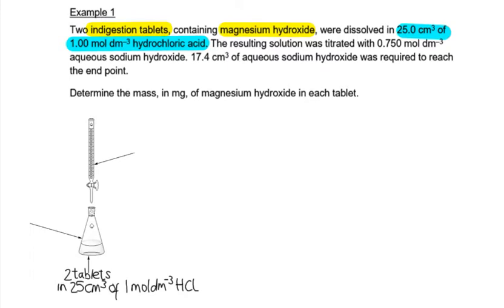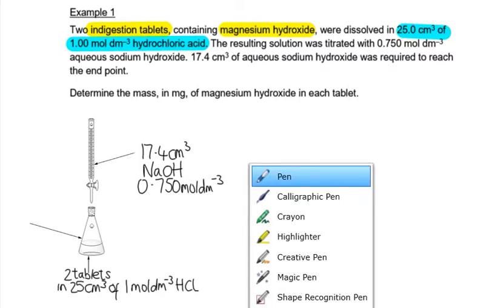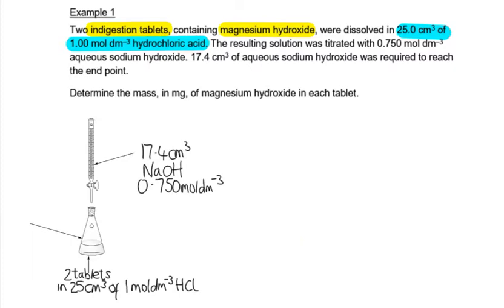So they're going to react, and we're going to titrate what is left over with sodium hydroxide, and it's 17.4 centimetres cubed of NaOH, and it's told us that the concentration is 0.750 moles per decimetre cubed. So this is our second part. This is where we know what we're spending in the second part of our experiment. So we've got some sodium hydroxide here.